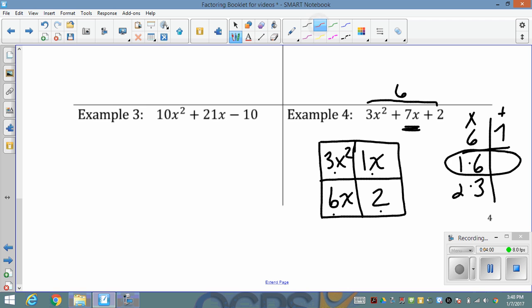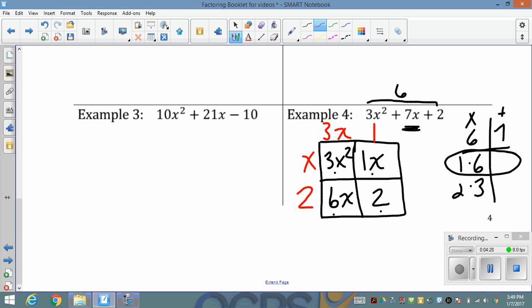Now I'm going to pull the GCF out of each row and each column. For the first row, 3x squared and 1x, they have an x in common. For the first column, 3x squared and 6x, they have a 3 and an x in common. The 1x and the 2 just have a 1 in common.